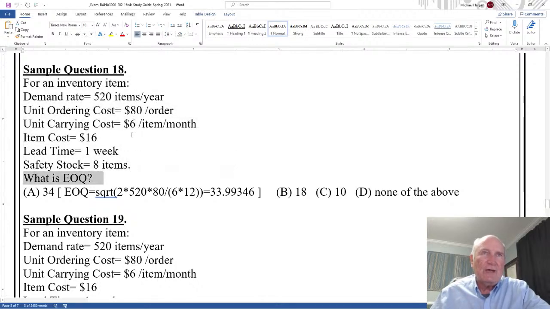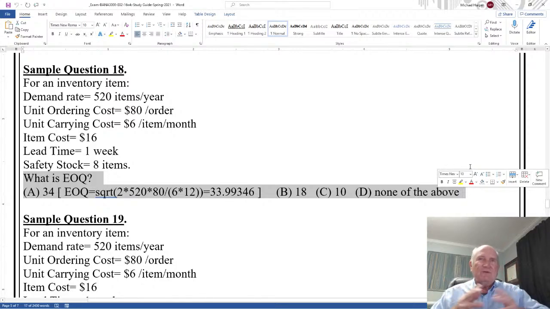So it's a square root of 2, and notice what I have here. The demand is in years, the carrying cost is in months, and so you have to transform the months to years. So it's 2 times your demand per year times your ordering cost divided by your carrying cost, which is 6 per month, but I have to multiply by 12 to transform the month to a year. So here is the actual computation within inventory that you'll be using, one of two.